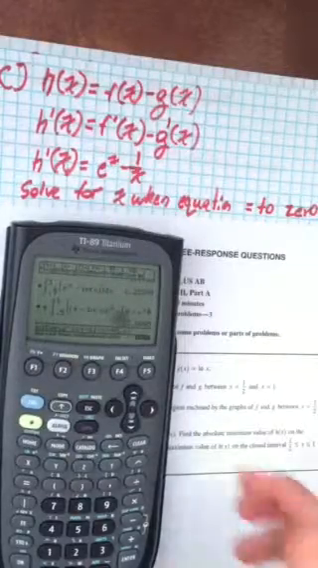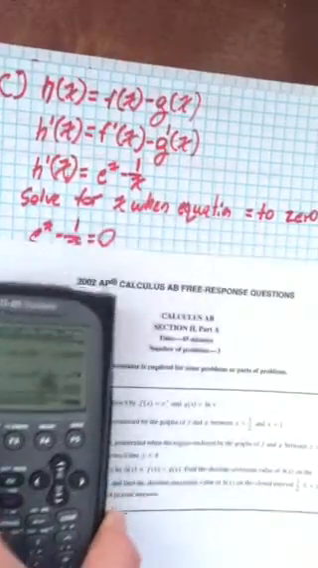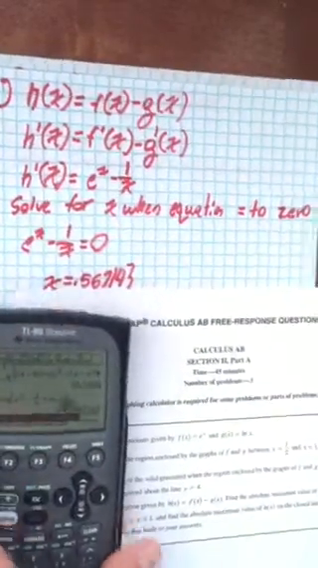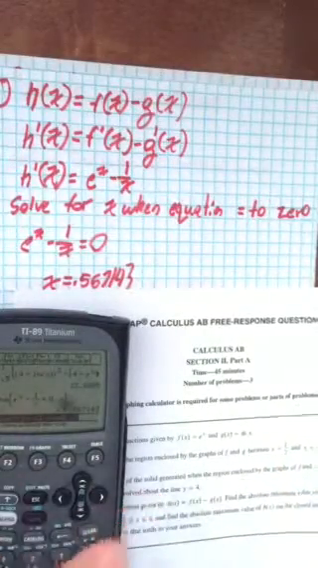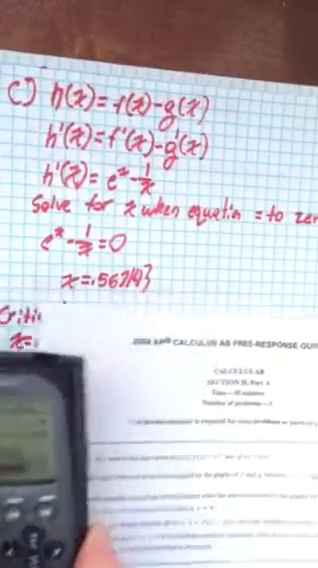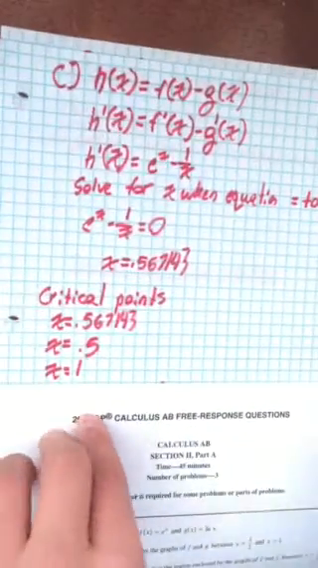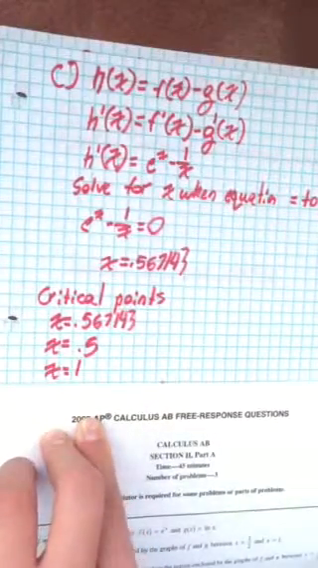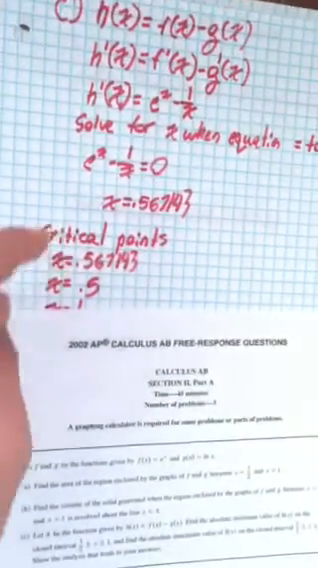Give it a second. Okay, maybe a few seconds. But when you do that, you're going to end up getting 0.567143. And that's going to be one of your critical points. You also need to remember that your endpoints are also going to be candidates, because it's absolute. You're looking for the absolute maximum. So then what you do is you're going to plug in each one.